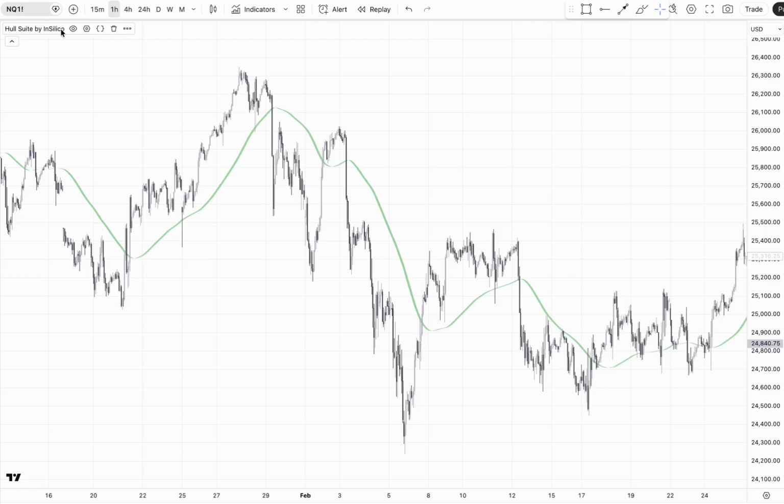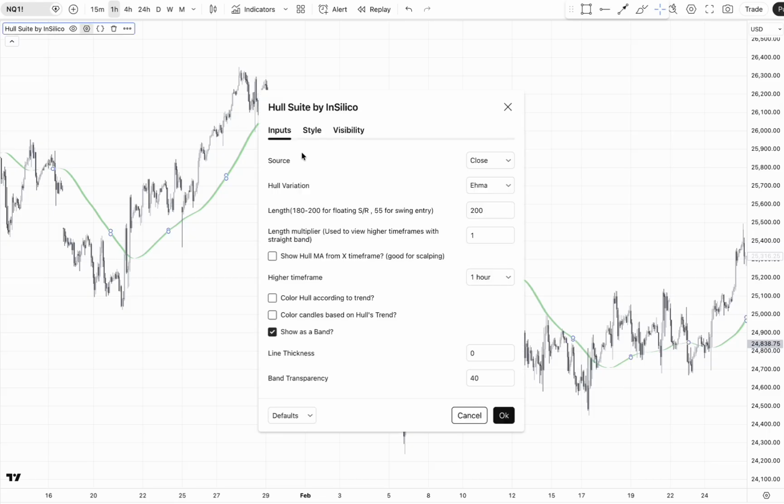So to start with the setup, here's the free publicly available indicator, Hull Suite, by someone called In Silico. And then the way I set it up is I always put the source for close, and then I tried many variations, and I found out of these the EHMA is the most responsive one with the lowest amount of lag compared to the others. For the length, it's recommended to use 180 to 200 for the floating support and resistance, which is exactly what I'm using. I'm using the 200, and then 55 for swing entry.